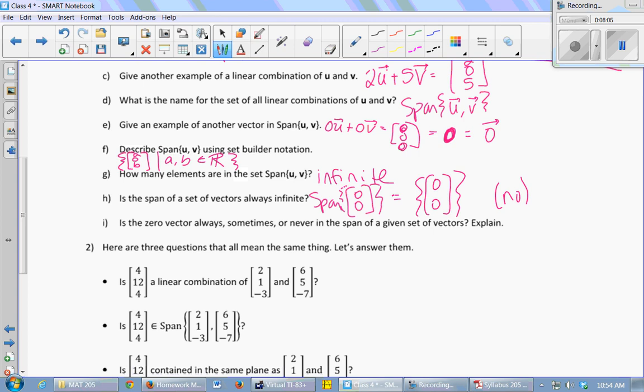Okay. No, there's no such thing as a null. It just doesn't exist, yeah.